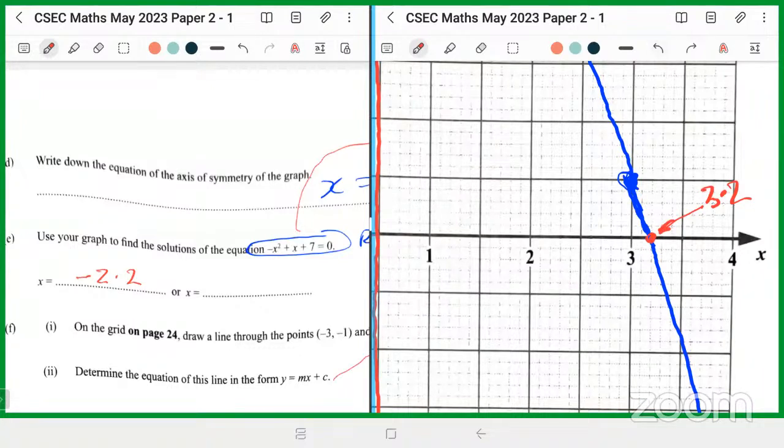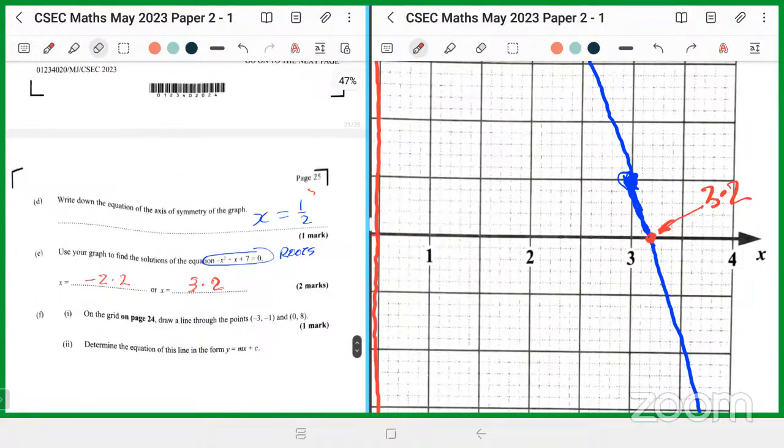But the values are symmetrical over here. 3.2 is the other x value where the graph intersects the x-axis. Remember, when you solve the equation, you're finding the x values where the graph intersects the x-axis, which are called the roots. That's what you're finding. So that is the answer for that. But understand that?